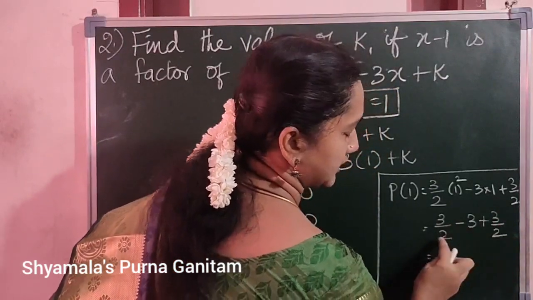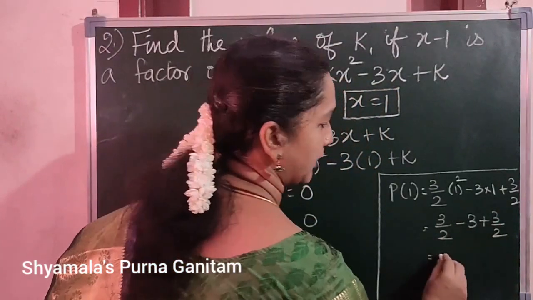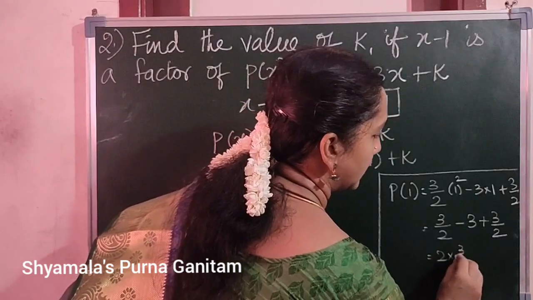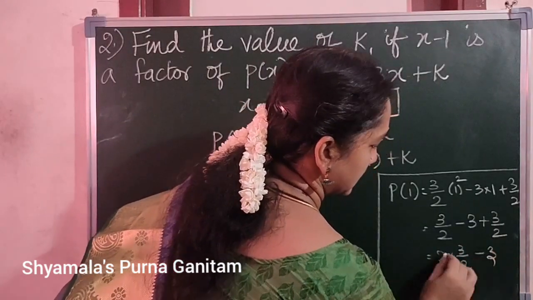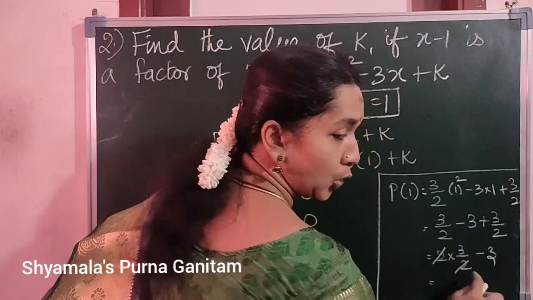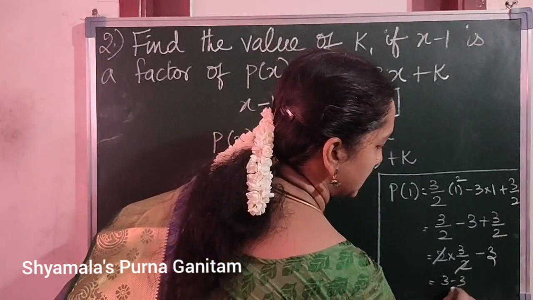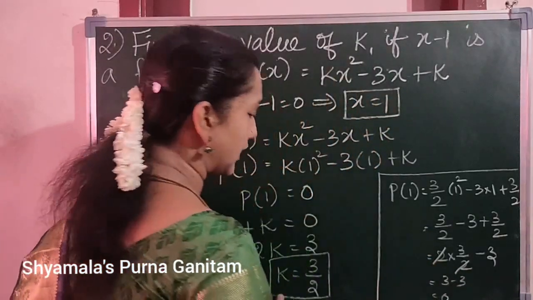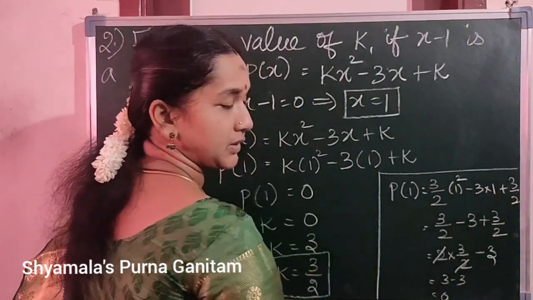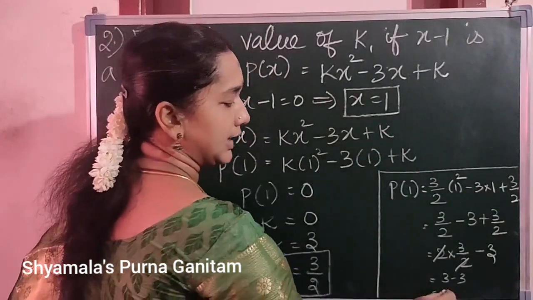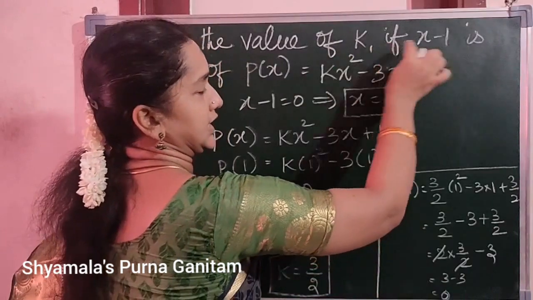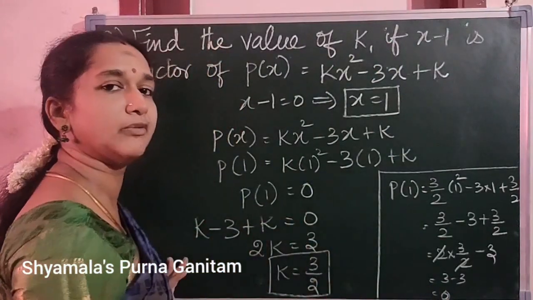So 3 by 2, this is 1 3 by 2, this is 2 3 by 2. So you can write it as 2 into 3 by 2 minus 3. So plus 1 minus this 2 will get cancelled, 3 minus 3, 0. So whatever k value you got, we have substituted this in the given polynomial and checked that P of 1, that is x minus 1, is a factor of the given polynomial.